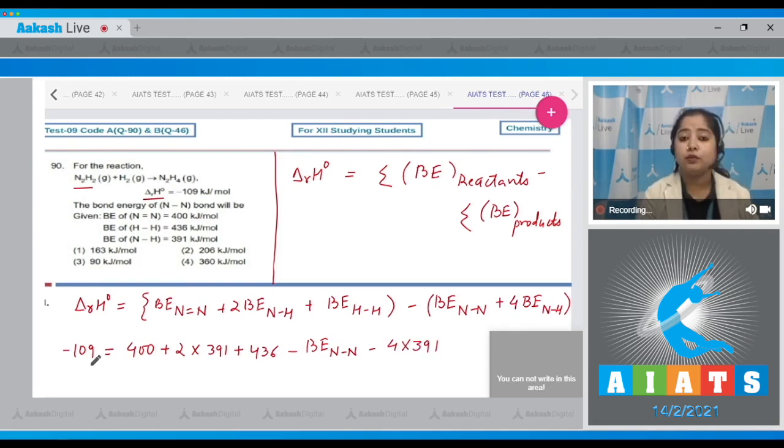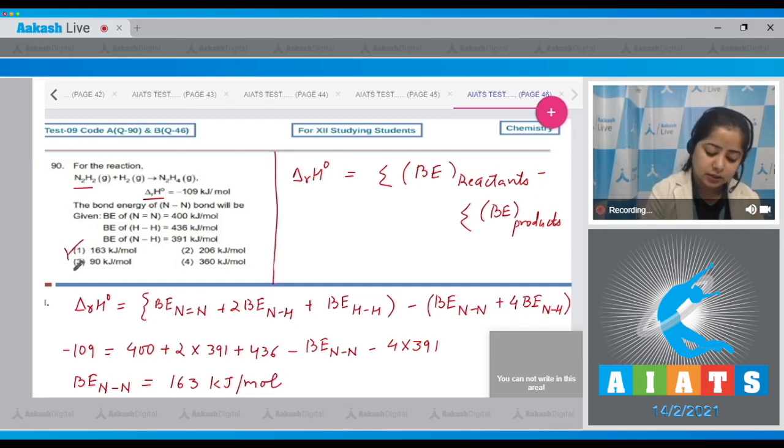Now student, you have to solve this entire equation and then you will be able to calculate the bond energy of N-N bond. I have calculated this. You please avoid using calculator. I'm again telling you, please avoid using calculator. The bond energy of N-N bond will be 163 kilojoule per mole. That means the correct answer is option number 1.